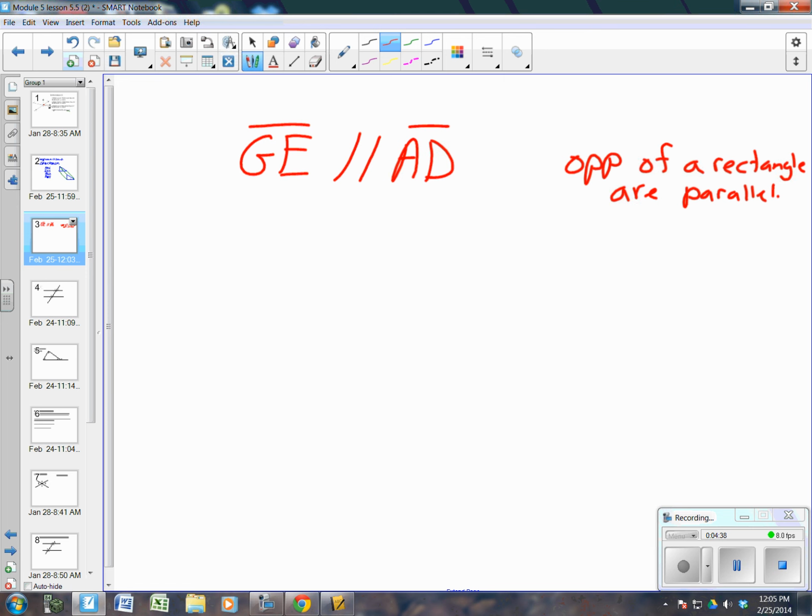Okay, the fourth one down, I know that segment GA is parallel to segment ED because they are opposite sides in a rectangle. It's the same thing right here, except they wrote it with the symbol in between. But you write the statement on the left and the reason on the right.